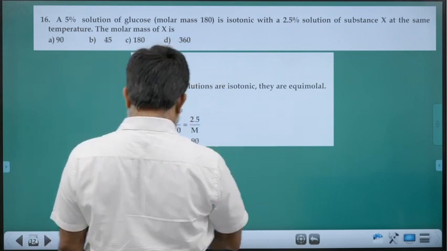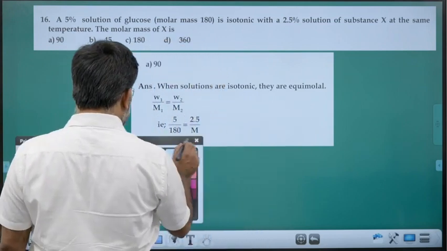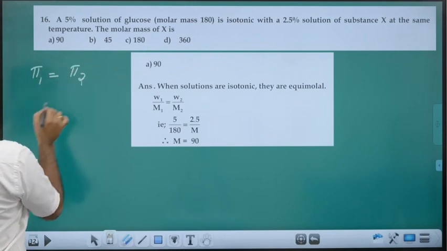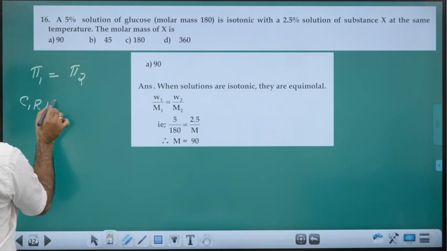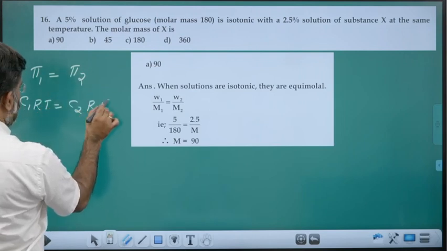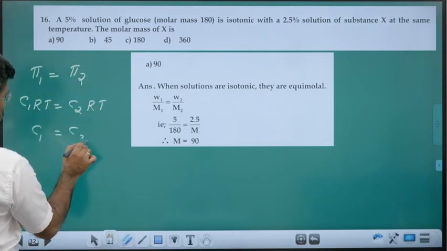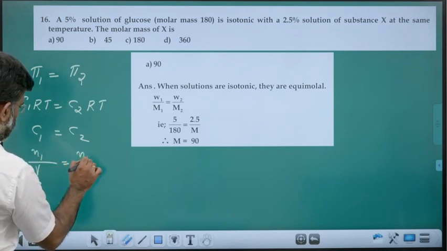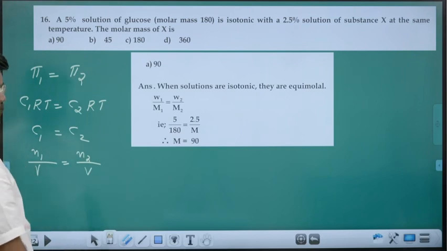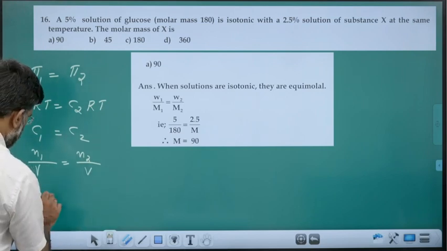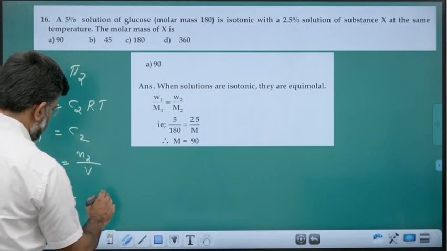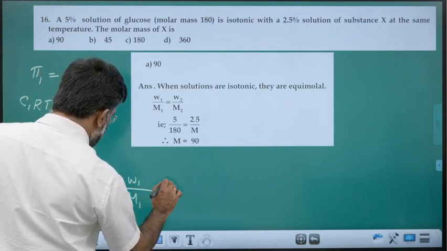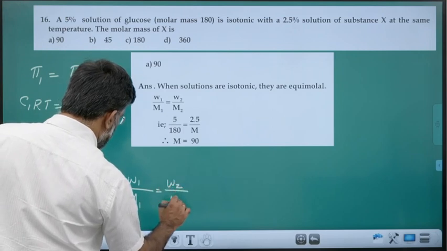Isotonic solution, it is equimolal. How is it equimolal? Isotonic means pi 1 is equal to pi 2. That is C1 RT is equal to C2 RT. That is C1 equal to C2. That is N1 by V is equal to N2 by V, assuming same volume. That is N1 is equal to N2. That is W1 by M1 equal to W2 by M2.